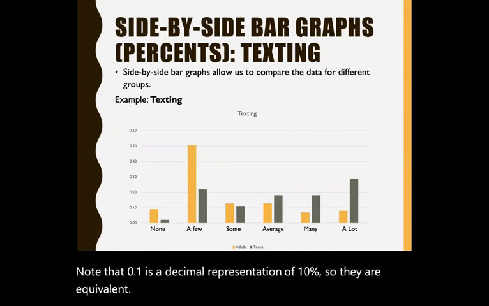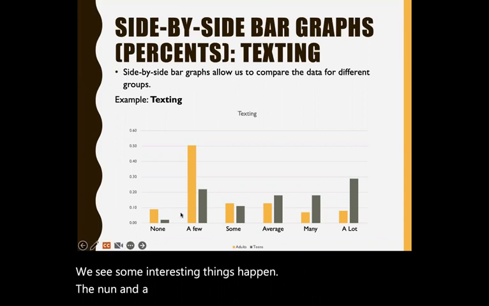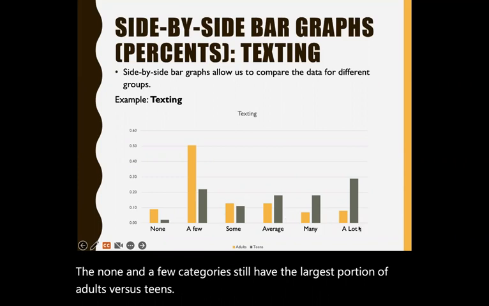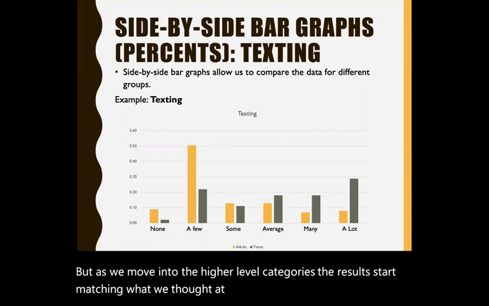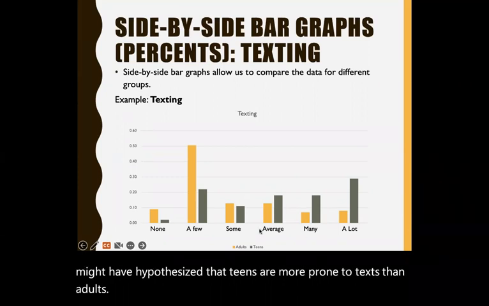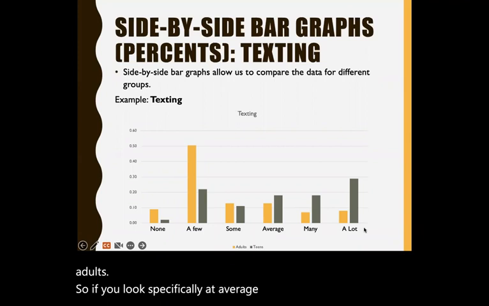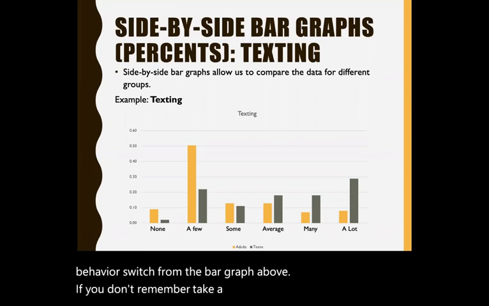Now we see some interesting things happen. The none and a few categories still have the largest portion of adults versus teens. But as we move into the higher level categories, the results start matching what we thought at the beginning, or at least what you might have hypothesized, that teens are more prone to text than adults. So if you look specifically at average, many, and a lot, you see this behavior switch from the bar graph above. If you don't remember, take a moment, rewind the video, and check it out.